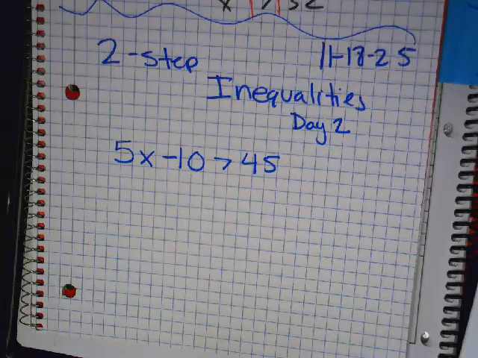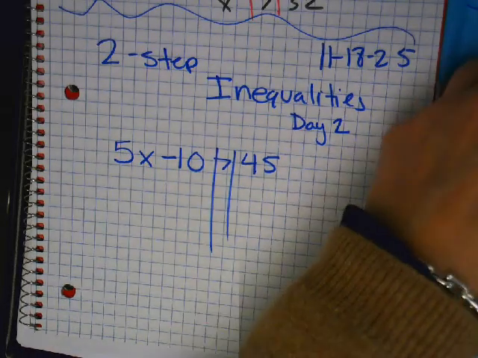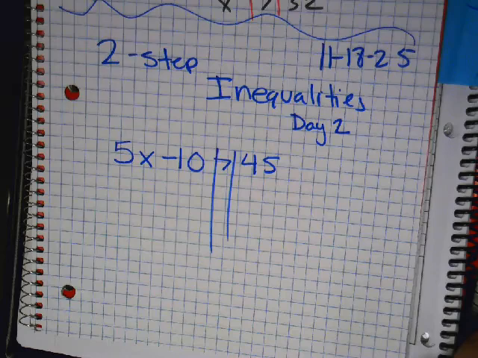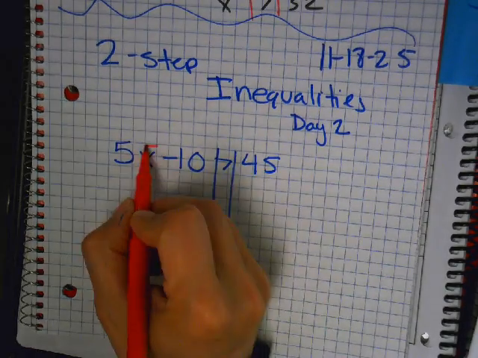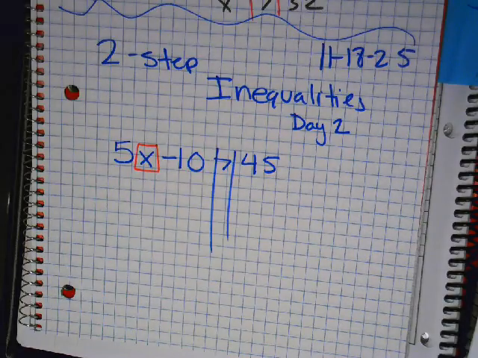What should I do first? The bars. Now what? Okay, identify where your x is. Here is my x, right? So then you go, okay, what number is further from the x? The 5 or the 10? 5.